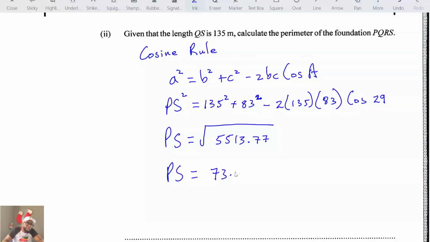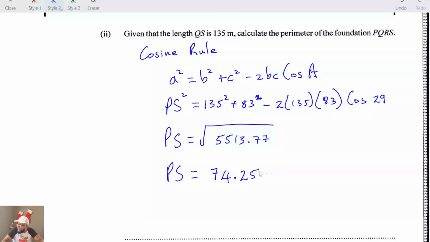74.26, it's 74.3. Go to two decimal places: 74.25, because it's a 4 after the 5. All right, so 74.25, and this is in meters. That's four marks for this question.